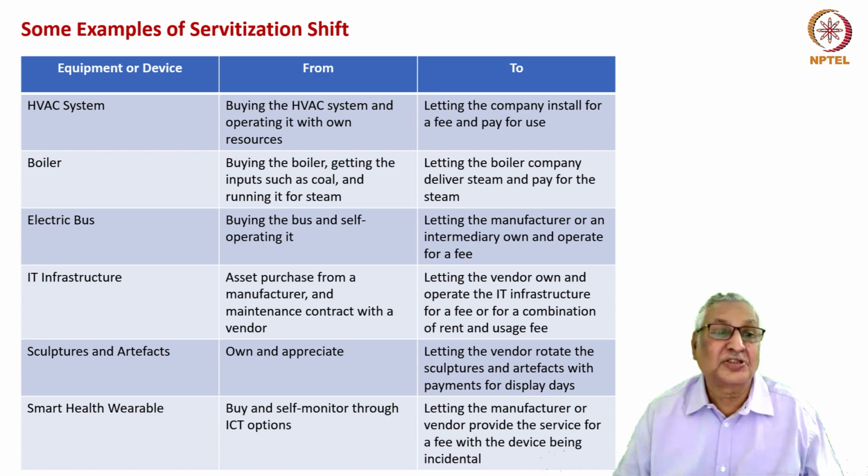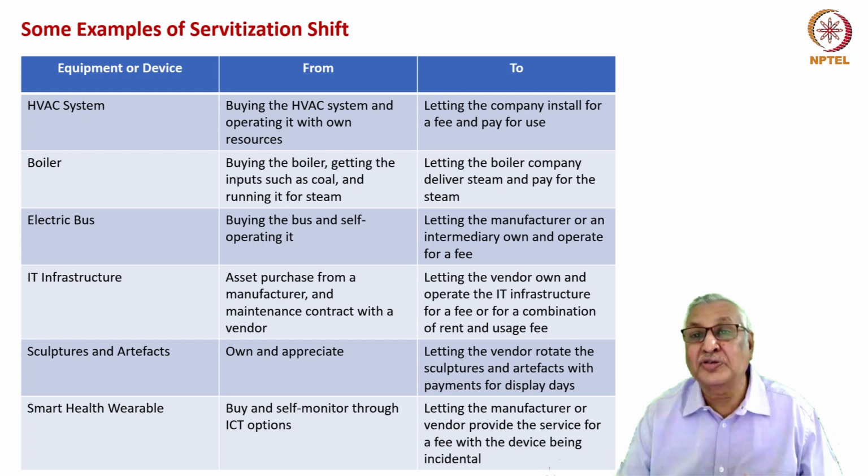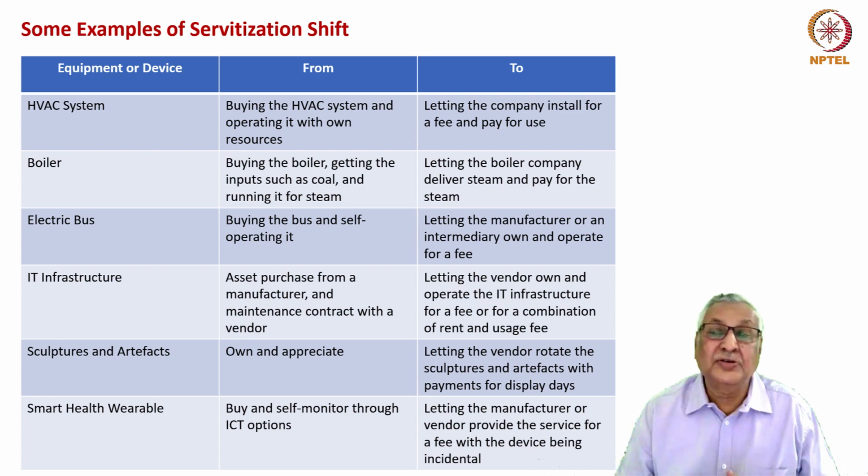You take a HVAC system, that is heating, ventilation and air conditioning system. Earlier, we used to buy the HVAC system. It used to be a thorough, detailed and long-term process, and we used to operate it with our own resources in pharmaceutical factories, semiconductor factories, etc. But today, we are willing to let the company which manufactures HVAC systems install it for a fee and we pay for the air conditioning that we use or the heating we use.